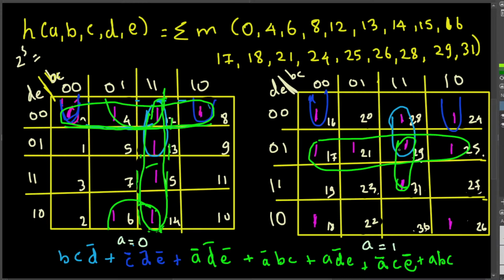And what about DE? D is changing from 0 to 1. D is eliminated. And E is going to be there because E is 1, 1. E is going to be there.